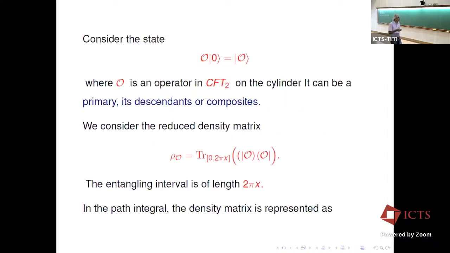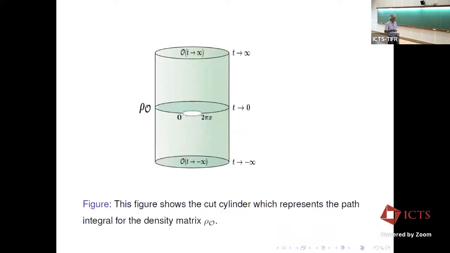So consider a state in the CFT, say the CFT is on the cylinder. This operator can be a primary or its descendants. And we consider a reduced density matrix. It's on the cylinder, so there is a time slice, and then there is the interval 2 pi x, that same geometry. The path integral in the density matrix form, if you want to think about it in the cylinder, there's an operator inserted at t equal to minus infinity, and an operator inserted at t equal to plus infinity. And this partial trace basically leaves a cut here.